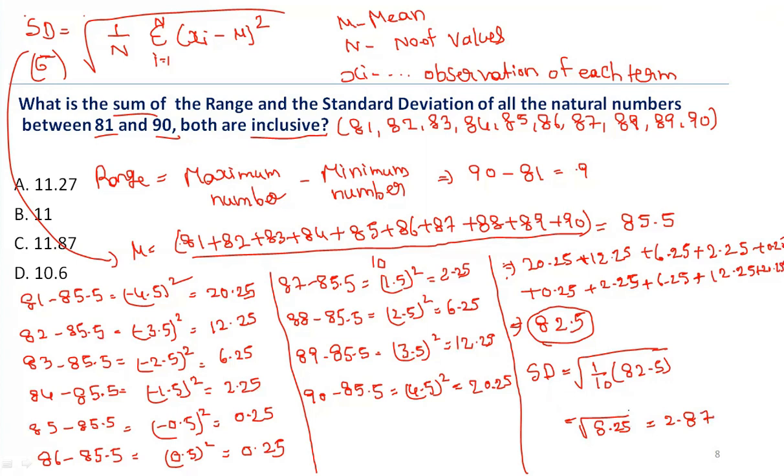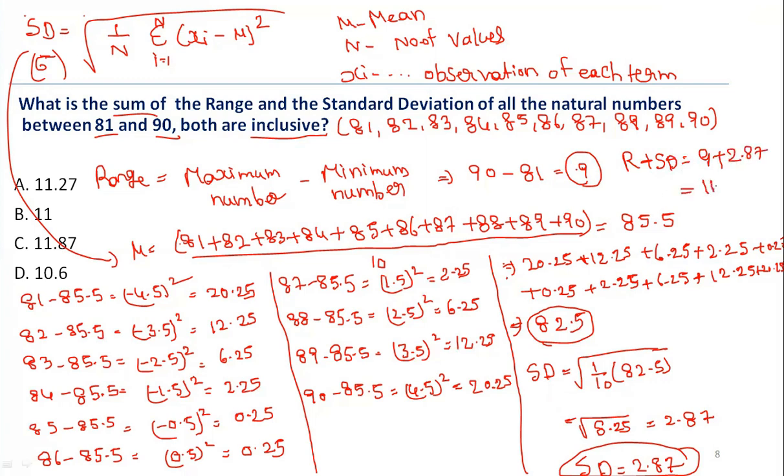So root of 9 is equal to 3, right? So root of 8.25 is equal to 2.87 approximately. That means the standard deviation is nothing but 2.87. So standard deviation is 2.87 and the range is nothing but 9. Okay. So we have to find out the summation of range and standard deviation. So range is equal to 9. Standard deviation is equal to 2.87. So altogether it is nothing but 11.87. Okay. 11.87 is the answer. What's the answer option? Answer option is option C. Done.